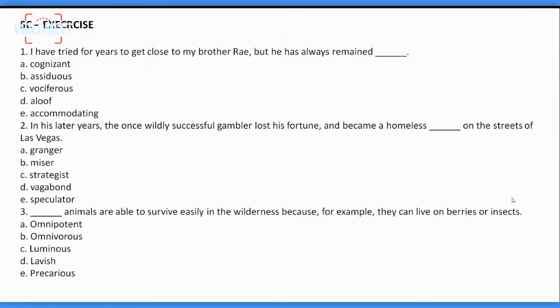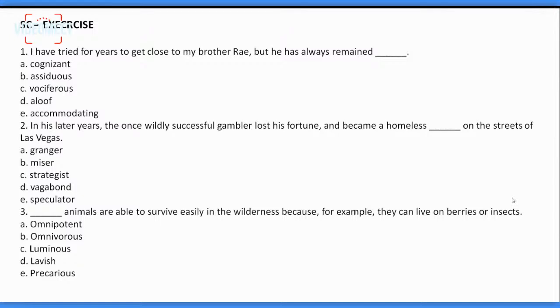Now, second: in his later years, the once wildly successful gambler lost his fortune and became a homeless dash on the streets of Las Vegas. Now, are we looking for a positive word in the blank, or is it a negative word that we're looking for? Try and understand the sense of the sentence.